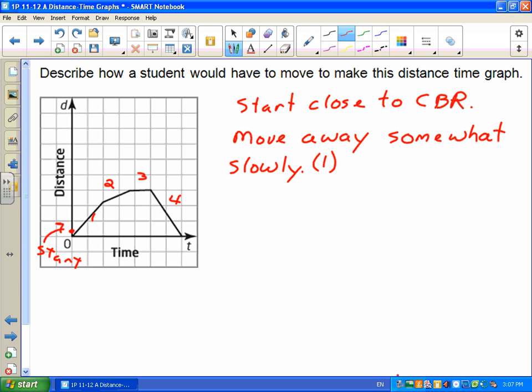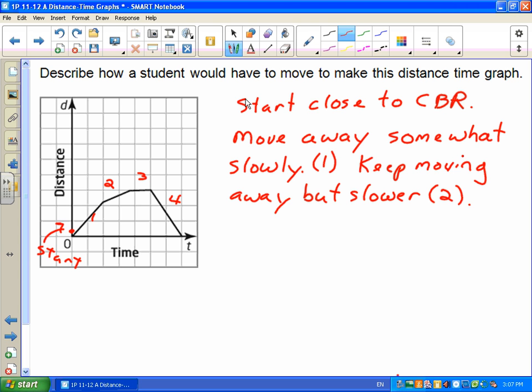Now, in section 2, are they moving towards it or away from it? What do you think, Drake? Towards it or away from it? Section 2. They're still moving away. Now, are they going faster or slower? Yeah. So in section 2, we can say they keep moving away, but slower. So that would be section 2.